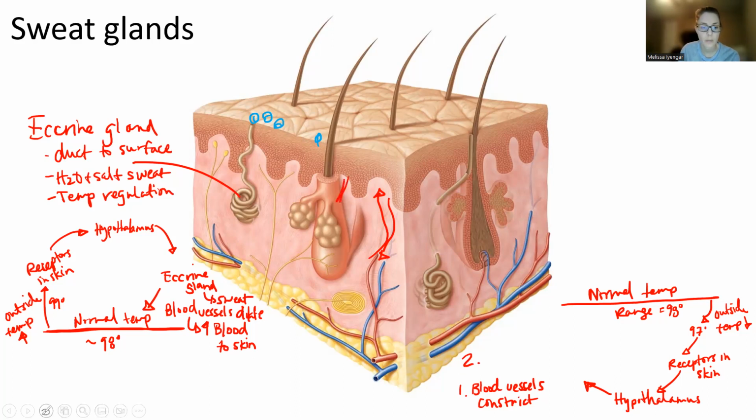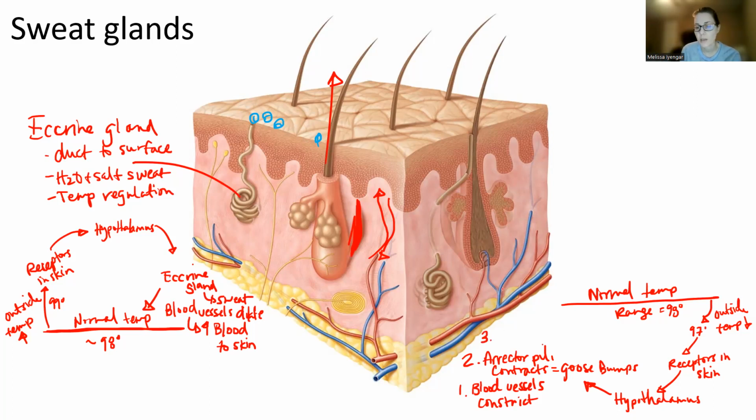Oh, wait, there is already one there. I'm going to erase this. There is this erector pili muscle right here, which is a smooth muscle. And this is going to give us goosebumps. As that contracts, the hair stands straight up and that increases surface area to make our skin longer or higher to help retain heat.